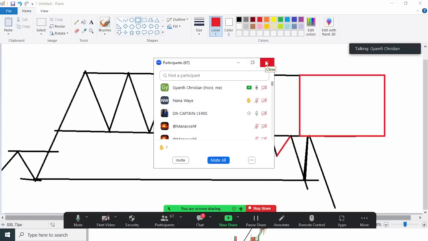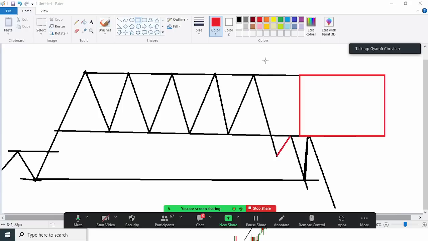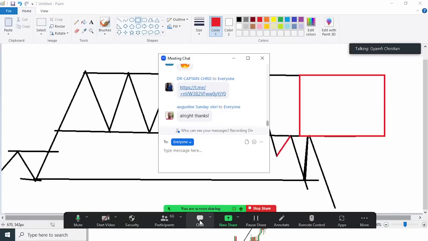Somebody is asking which time frame the ranging market occurs on. On any time frame you can get a ranging market. So now let's move from the paper market to the real market.